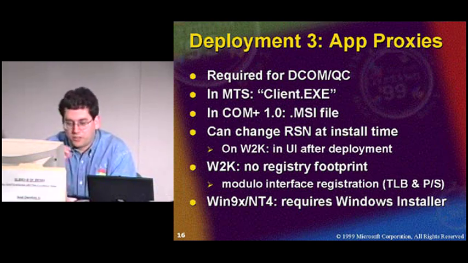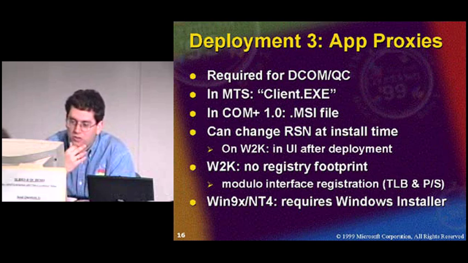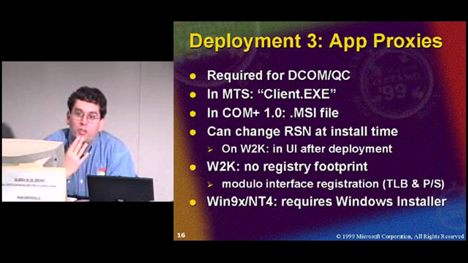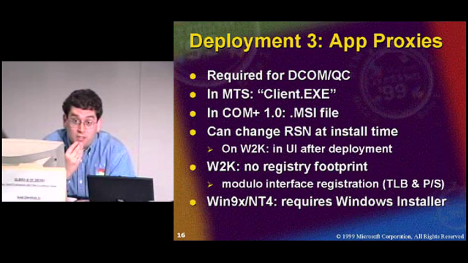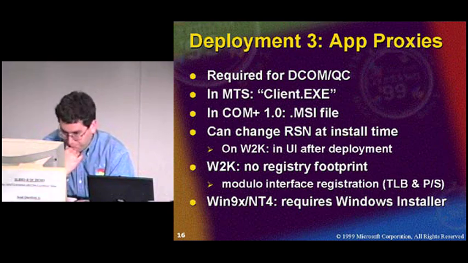Some implementation notes here that might be interesting, especially for troubleshooting. On Windows 2000, when we install an application proxy, there are no registry keys written anywhere. All the class registration happens in the registration database. We talk about this later. So there's no registry footprint, and COM activation takes this activation information out of the COM+ catalog, out of the COM+ registration database. Interface registration still happens in the registry, though. Type libraries, proxy stubs. This is mainly for legacy reasons.